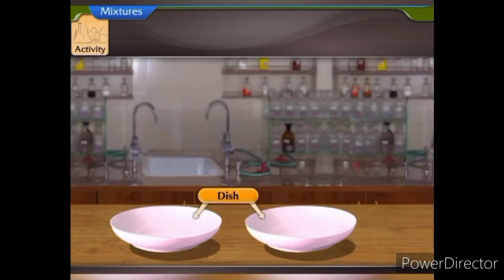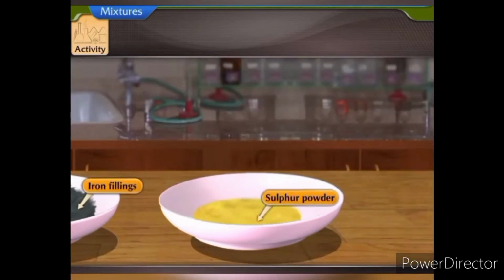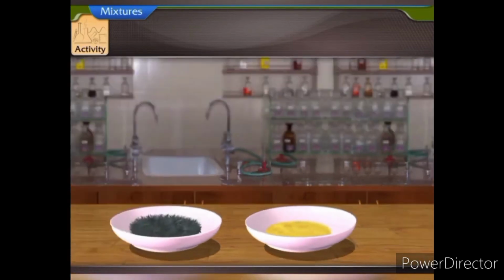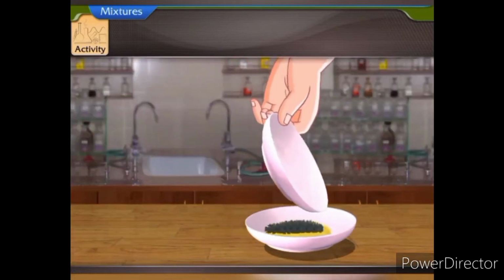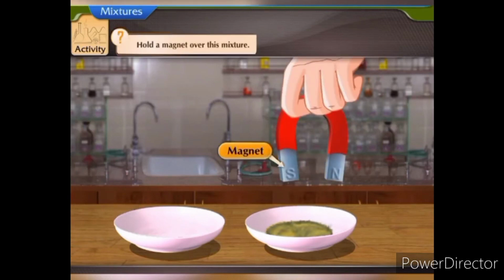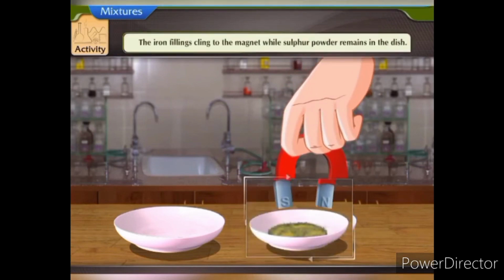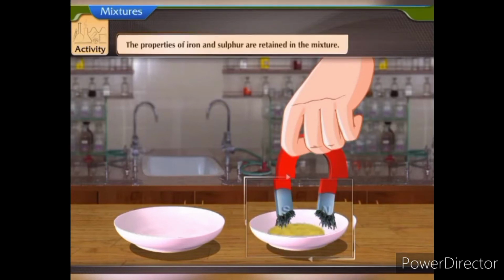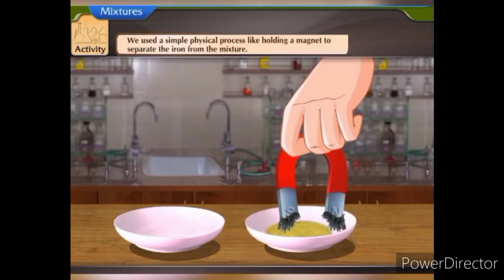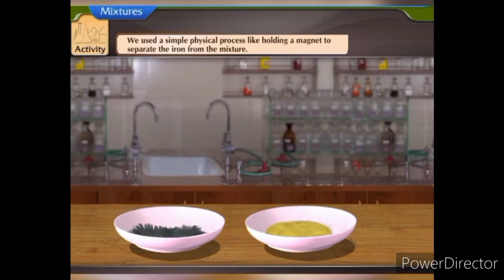Take a dish. Put some iron filings and sulfur powder into the dish. Mix them properly. Hold a magnet over this mixture. What do you observe? The iron filings cling to the magnet while sulfur powder remains in the dish. The properties of iron and sulfur are retained in the mixture. We used a simple physical process like holding a magnet to separate the iron from the mixture.